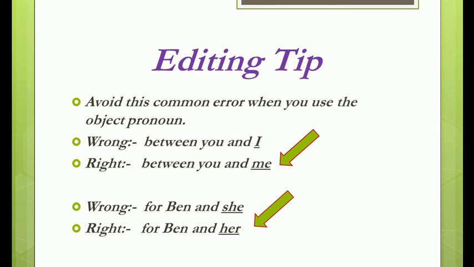So the first one, don't you ever say between you and I, you have to say between you and me. Second one, don't you ever say for Ben and she, no, say for Ben and her, because the object pronoun over here will be her.